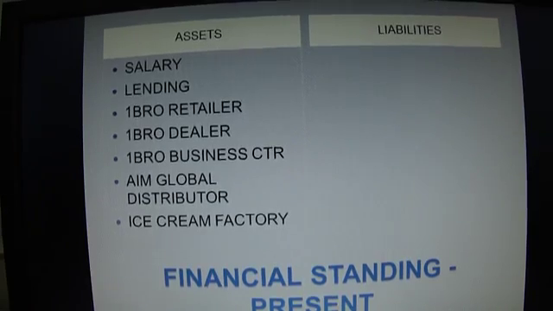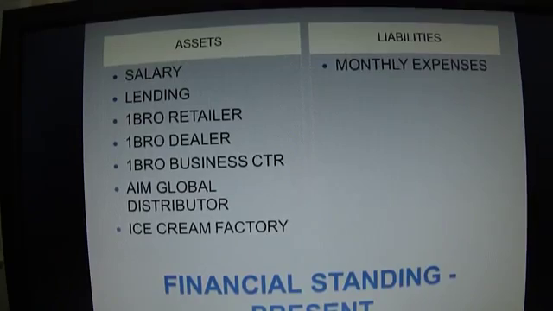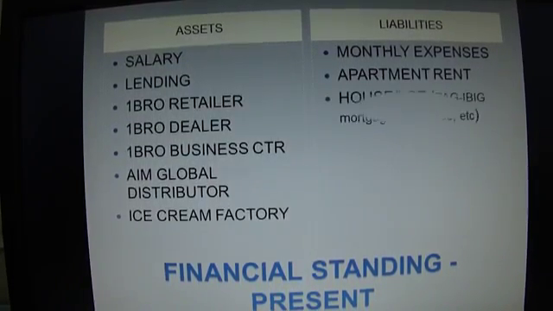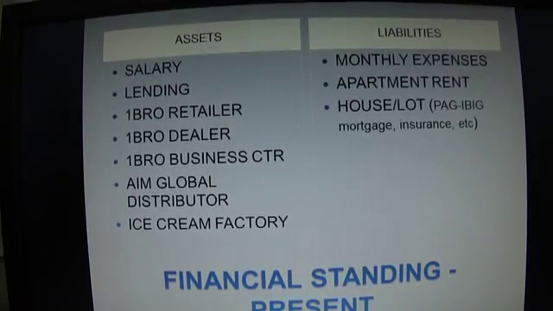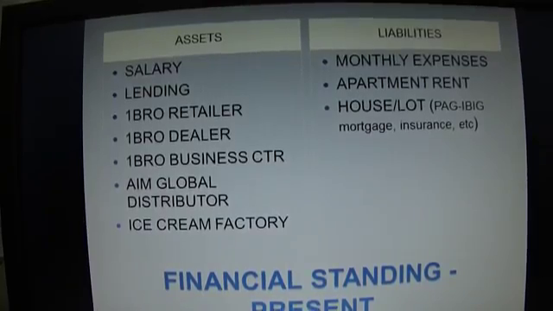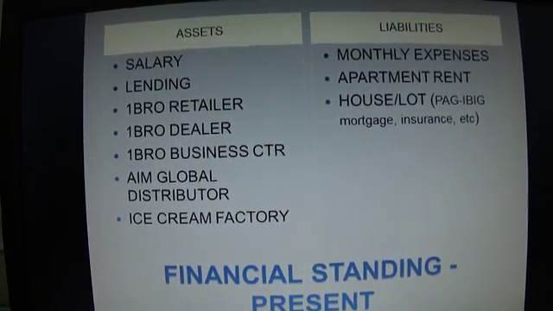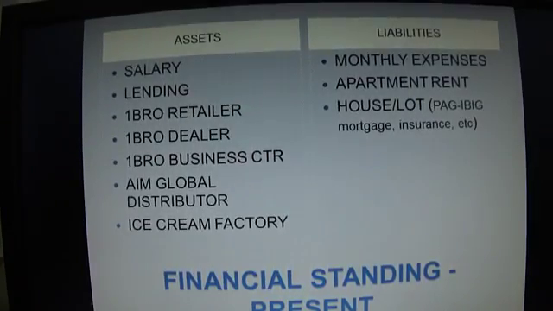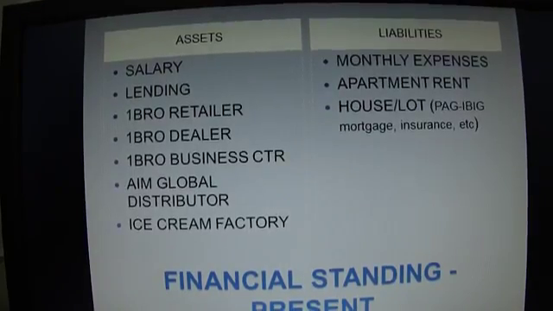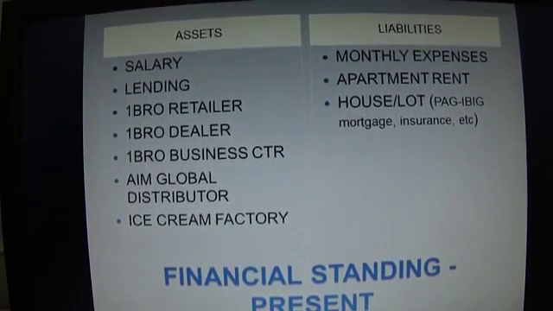First in line is still my monthly expenses. I still rent an apartment in Baguio. My house and lot was transferred to Pag-ibig. As you can see, my car is already out of my liabilities because we are already using it for business purposes. My condo is already for sale, and if not sold, I will open it for rent in order for me to convert my liability to asset.